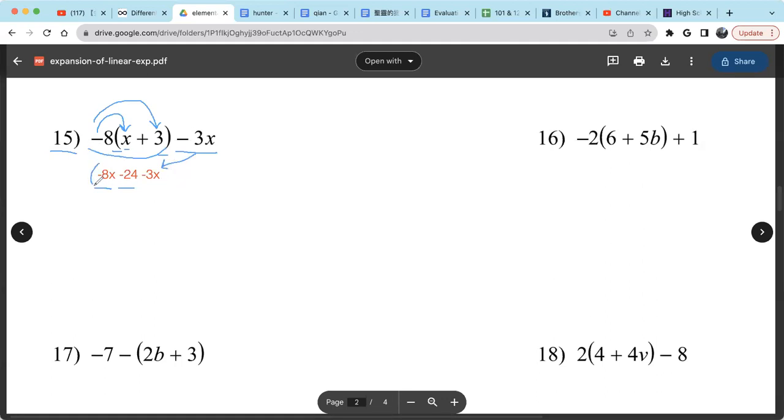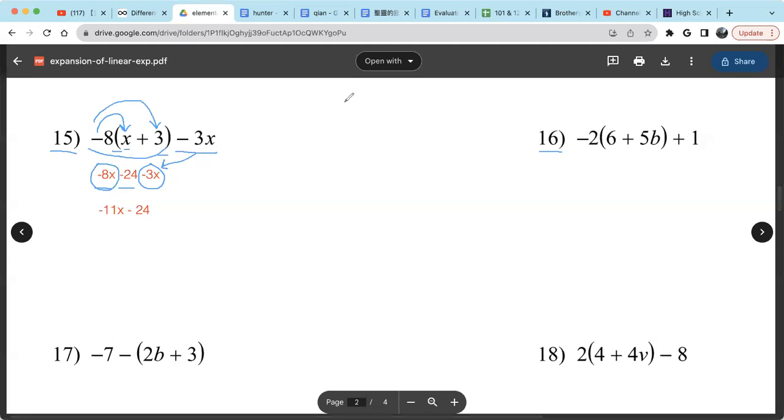Now, can we simplify this? Which means, can you find some like terms to combine? Yes. Negative 24 all by itself has no like terms, but the negative 8x and negative 3x, we can combine them. Think about it. What's negative 8 minus 3? Oh, it's minus 11x. Then minus 24. And that's it.